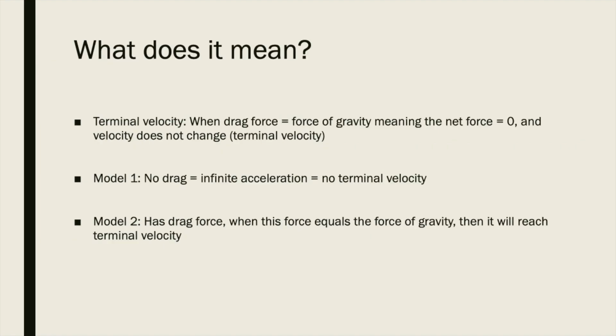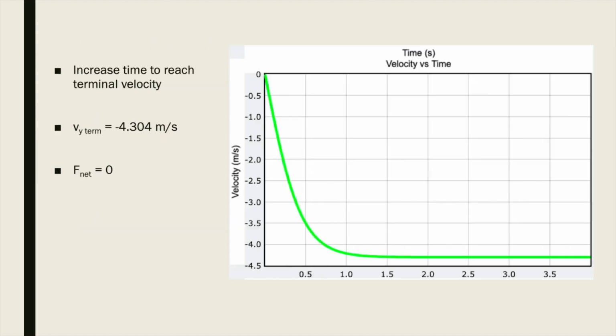So what does this mean for terminal velocity? Well, terminal velocity is when drag force equals force of gravity, meaning that the net force is 0 and the velocity does not change. For Model 1, there's no drag, so there's constant acceleration and no terminal velocity. But for Model 2, there is the force of drag, and when this equals the force of gravity, then it will reach the terminal velocity. If we put this in GlowScript and increase the time, we can see that the terminal velocity is negative 4.304.